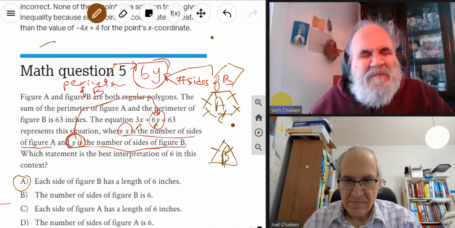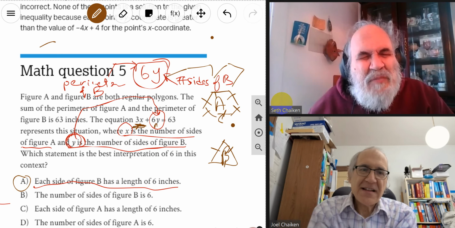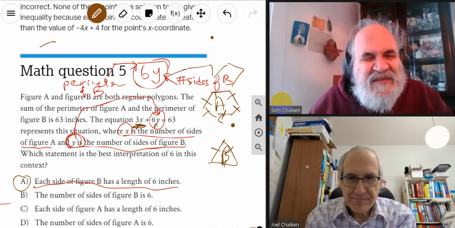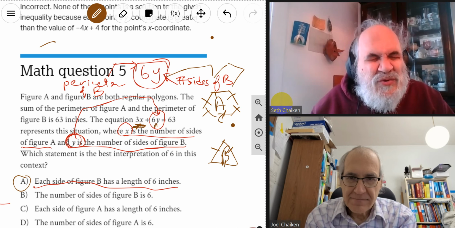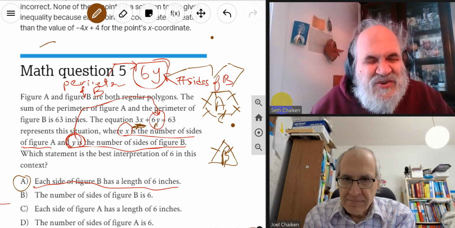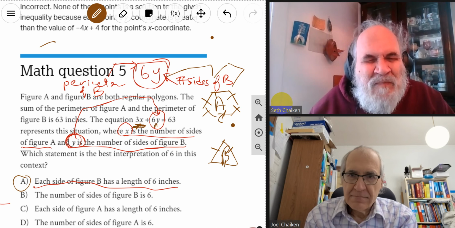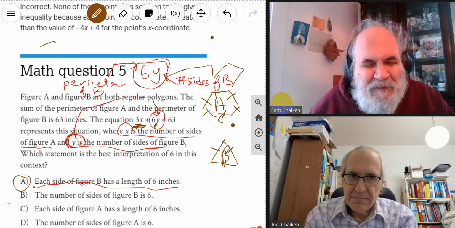Okay, that makes sense. So it's weird because the 3 and the x have nothing to do with the problem, really. That's right. Yeah, 3x has nothing to do with the problem, but what has to do with the problem is the situation of summing. This situation is that adding the perimeters gives you 63.